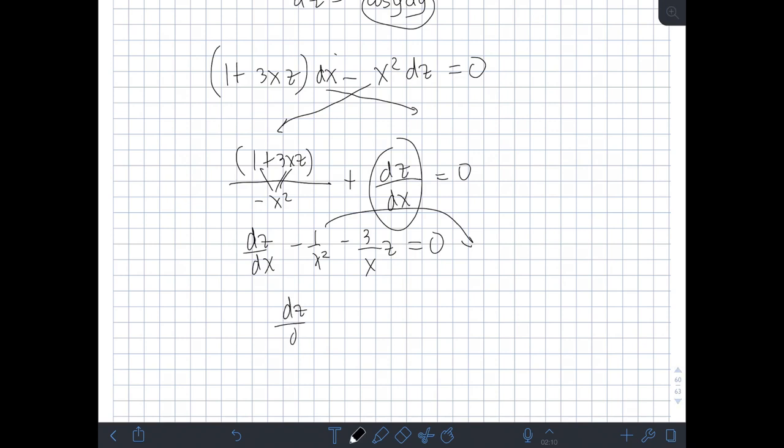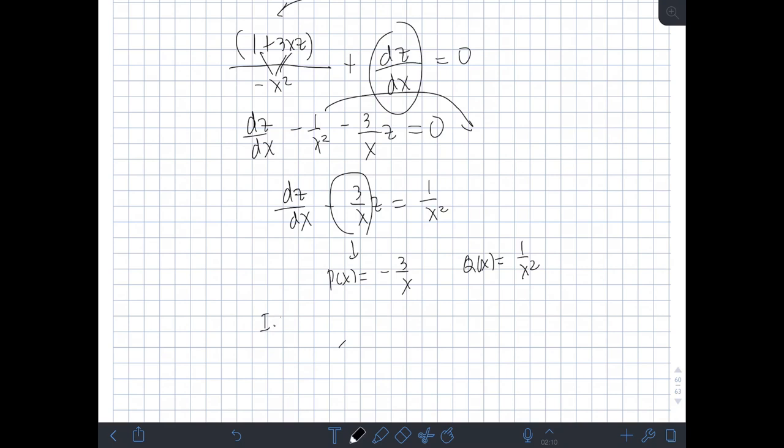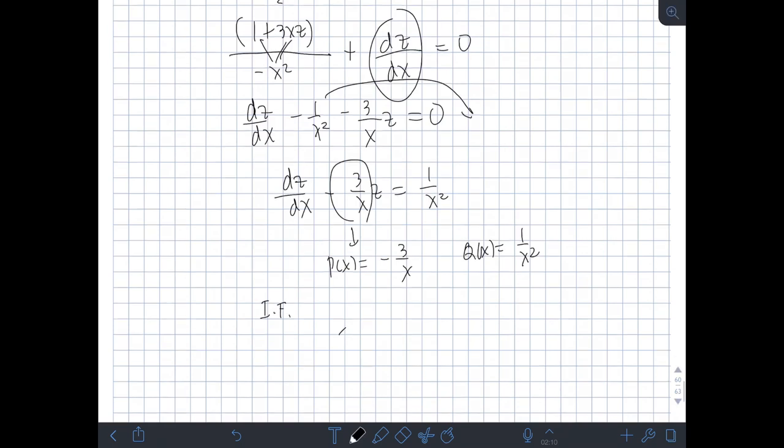Magiging dz over dx minus 3 over x z is equal to positive 1 over x squared. So, linear na nga siya in z, wherein yung p of x natin is itong negative 3 over x, tapos yung q of x natin is 1 over x squared. So, apply natin yung pagsusolve ng linear DE. Hanapin natin yung integrating factor. So, integrating factor is equal to e raised to integral ng p of x dx, right?